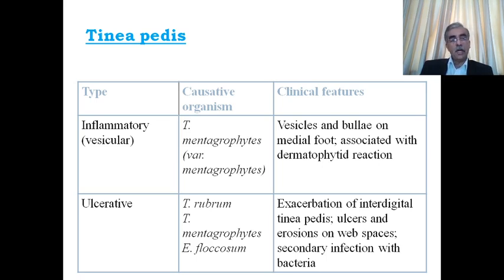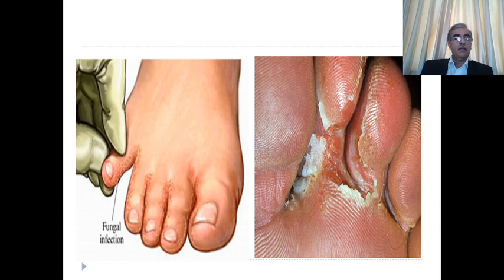And the last and severe form of tinea pedis is ulcerative tinea pedis, caused by rubrum and mentagrophytes and E. floccosum. There is exacerbation of the interdigital tinea pedis that may ulcerate, and erosions can be there in the web space. Secondary infection can be there with the bacteria. Again, when we treat such patients, we have to give antibiotics, oral antibiotics as well as topical antibiotics along with antifungals. These are the clinical pictures of interdigital, where we can see all the web spaces involved.